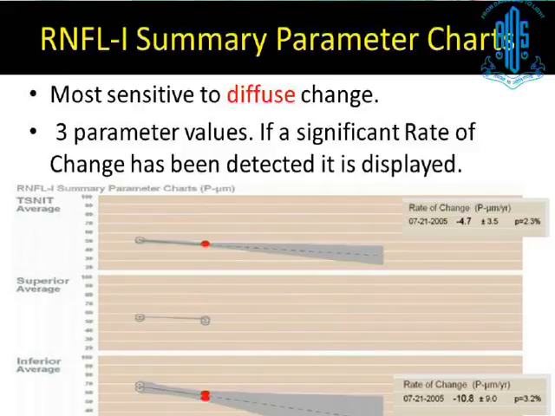Then comes the summary parameter chart, and it is most sensitive to the diffuse change. The three parameters, T-SNP average, superior average and inferior average values, are plotted on this plot. And if a significant rate of change is noted, then it is displayed as a rate of change here with its value and its p-value significance.